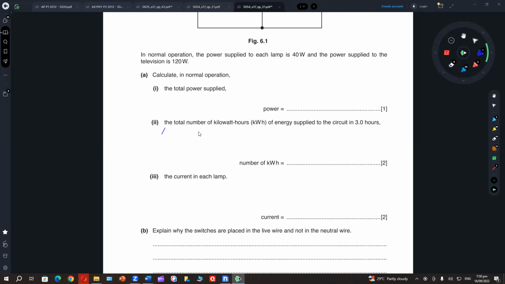The formula for energy is power into time. We want the answer in kilowatt hour. So we have the time. How much power do we have? The power we have is 200 watt, but we need kilowatt. How can I convert watt into kilowatt? Divide by 1,000.